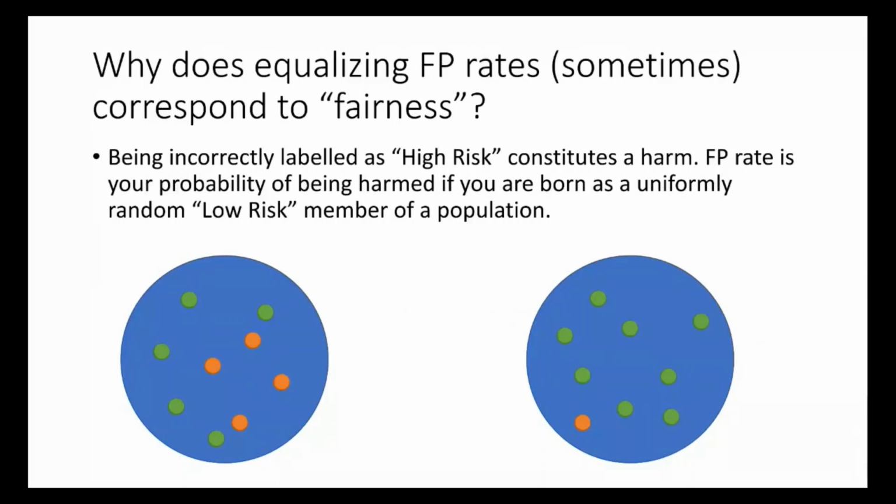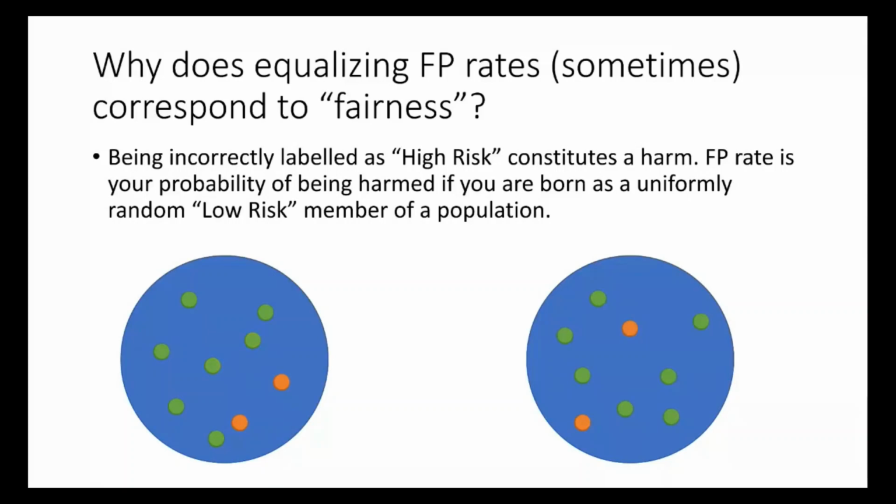Okay, so here's a little thought experiment. Suppose that you know that you are actually low risk. If you are released, you are not going to go on to commit another crime. Well, if you think of yourself as a uniformly random member of your population, then the false positive rate is exactly the probability that the algorithm is going to wrong you. It's the probability that the algorithm is going to incorrectly label you as high risk and therefore lead to your further incarceration. So if the false positive rates are different for the two groups, then all else being equal, you have a good reason to want to be born as a member of one of these groups as opposed to a member of the other.